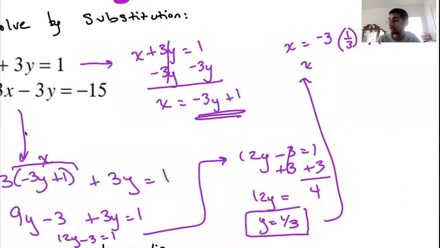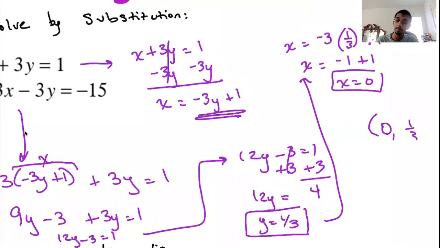Now I can actually figure out x. I just do x is equal to negative 3 times 1/3, which is equal to negative 1, plus 1. So x would be equal to 0. And that's our answer, 0 comma 1/3. That is our answer to the substitution problem. Not too bad at all.